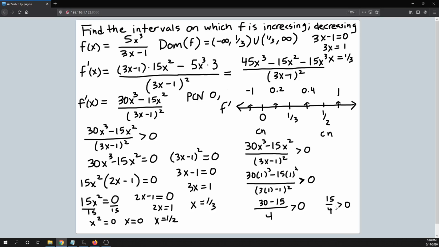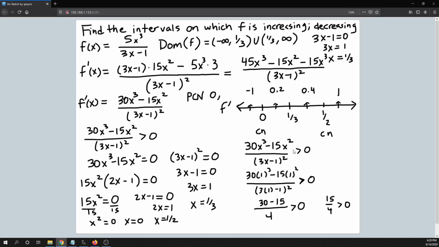And that is a true statement, right? 15/4 is a positive number. It's bigger than 0. So what that means is that 1 is a solution to this inequality. And furthermore, it means that every number on this piece over here, every number that's bigger than 1/2, is also a solution of this inequality because it's all or nothing on each piece. Either every number is a solution or no number is a solution. All right, so we know now that every number on this piece is a solution.